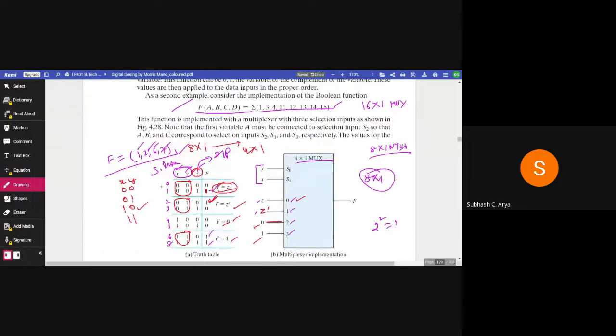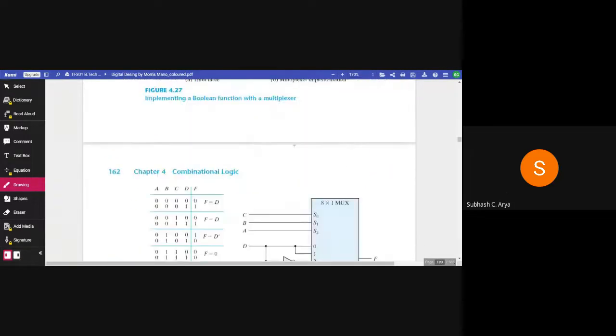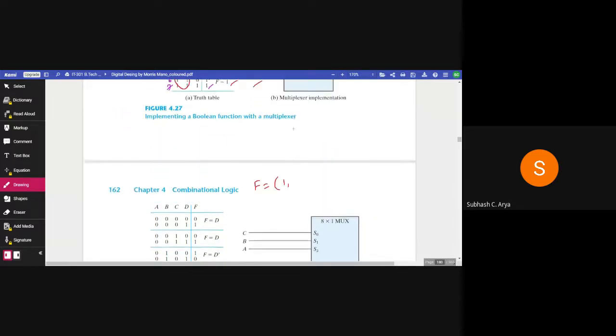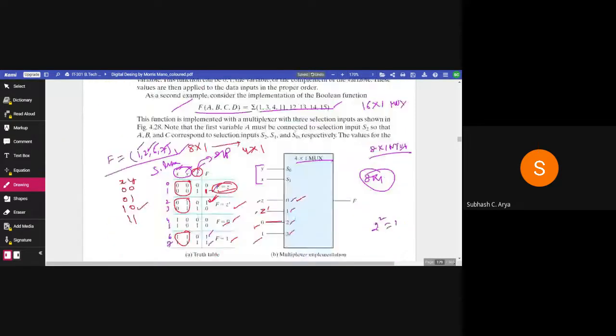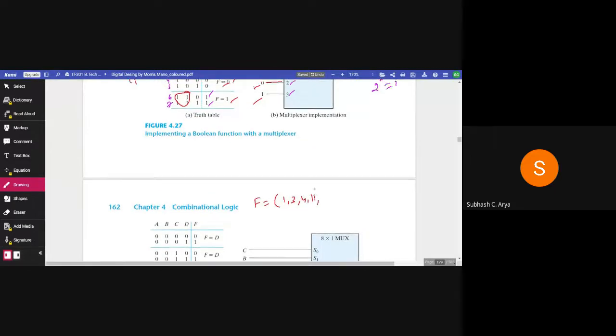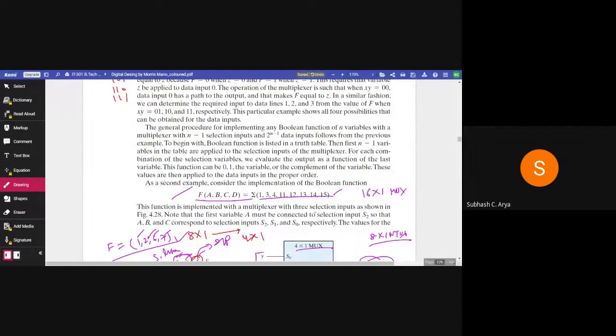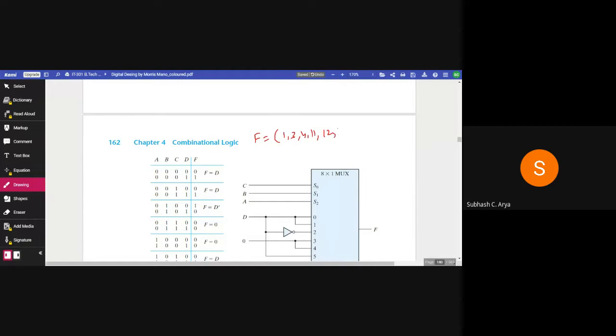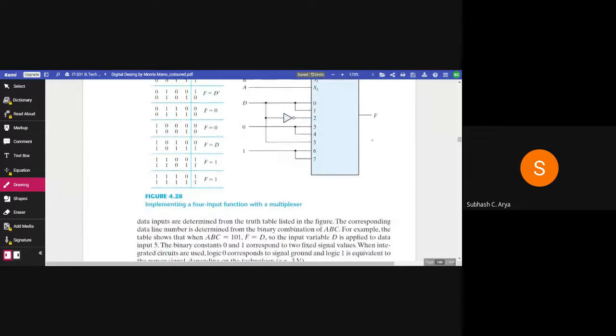Same goes with this another question. This is f is equal to a b c d, minterms 1, 3, 4, 11, 12, 13, 14, 15. So you can write f is equal to this function. At these positions, 1 3 4 11 12 13 14 and 15, f is equal to 1.